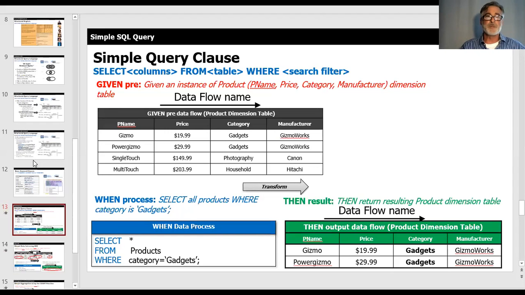So for example, in plain English, the command might be: given an instance of product name, price, category, manufacturer, and then you have a dimension table, which again is just a fancy way of saying a table of data. So then you have your process: select all products where category is gadgets. That's your main scenario. Your subordinate clause, your result, would be then return the results, product dimension table.